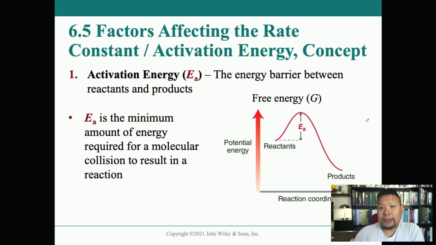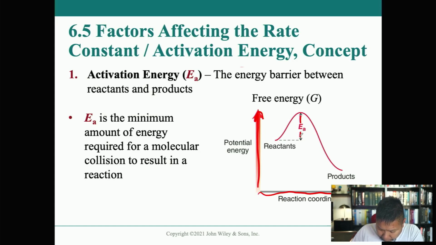So now let's go into activation energy. I told you we'd elaborate on this more. The activation energy is the barrier between the reactants and the products, the energy barrier. The activation energy is the minimum amount of energy required for a molecular collision to result in a reaction. So again, we have our potential energy chart like we always see, with the reaction coordinate over here, which means the progress of the reaction.